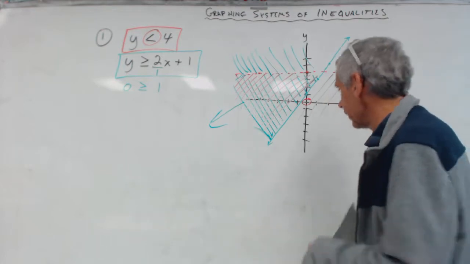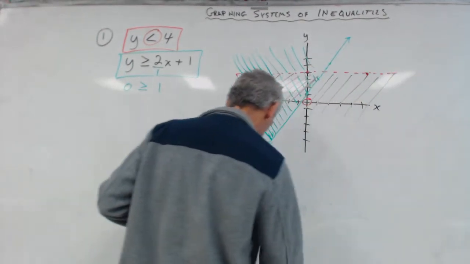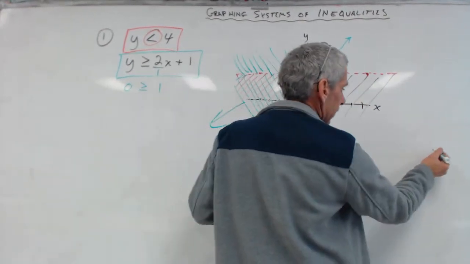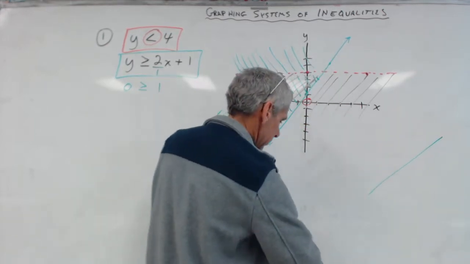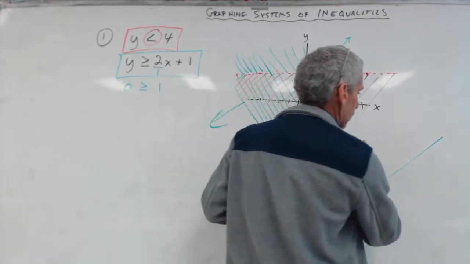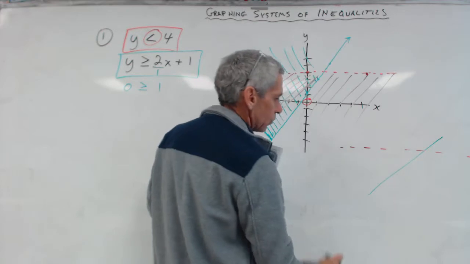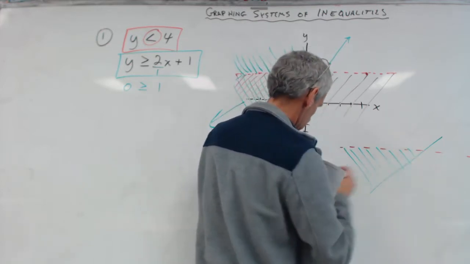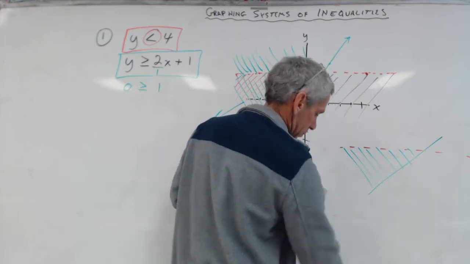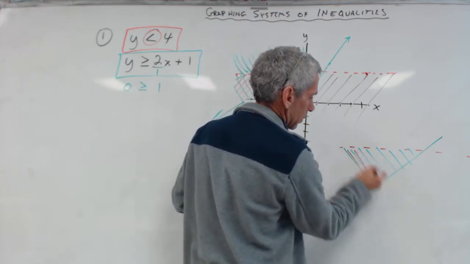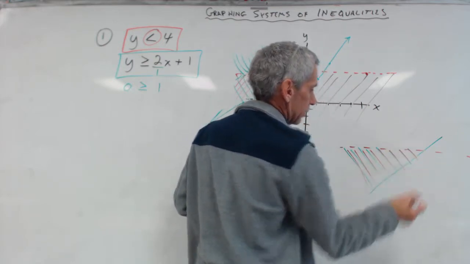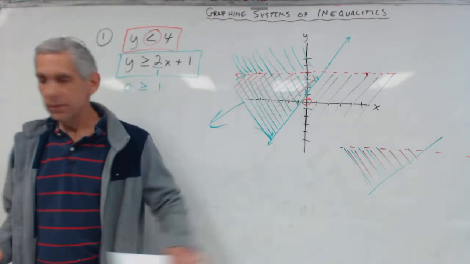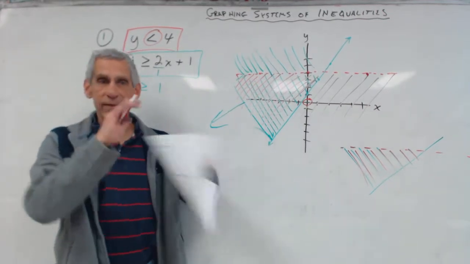I don't want to do this. If I had a line here and another line here, I wouldn't want to do this. Do you see why? I want it cross-hatched.